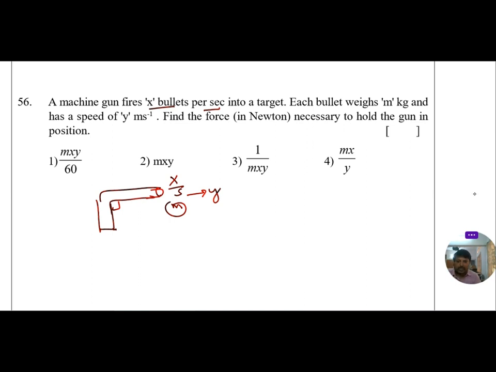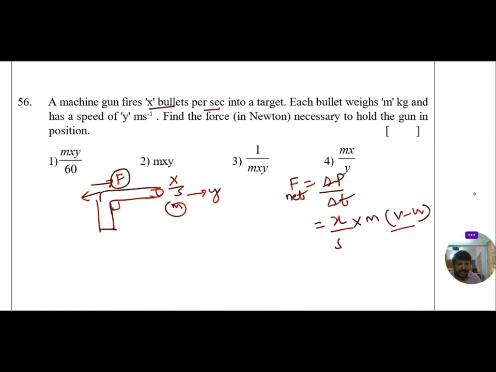We know very well, when bullets move in the forward direction, the gun recoils backward with some velocity. To hold the gun in position, you have to exert a force in the forward direction, that is equal to the rate of change of momentum of bullets. So net force is equal to rate of change of momentum of bullets. So here, how many bullets are there? x bullets are there. So x bullets per second into each of mass m of (v minus u) by t. So we can write this as x, time is 1 second, into mass m, final velocity is 0 minus initial velocity is y. That is equal to m of xy.